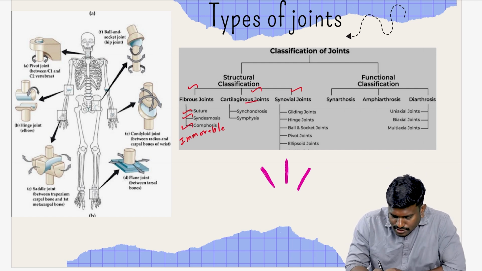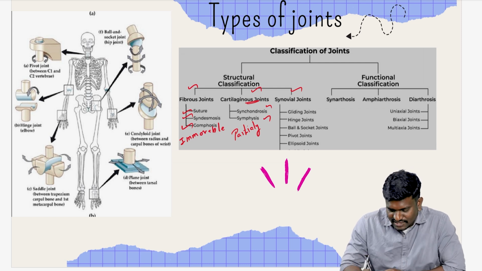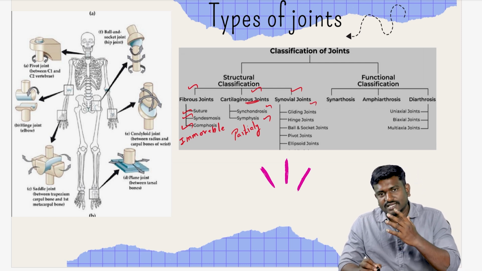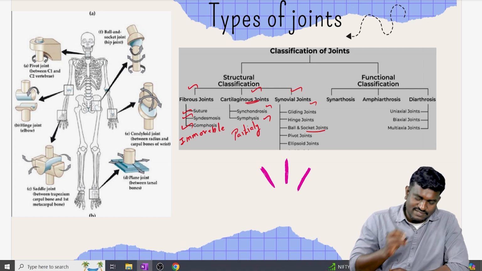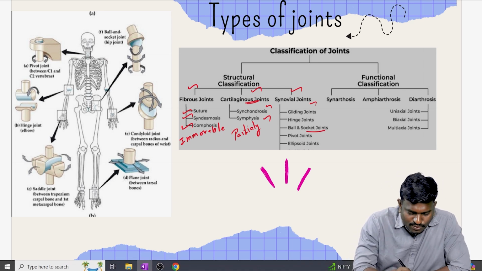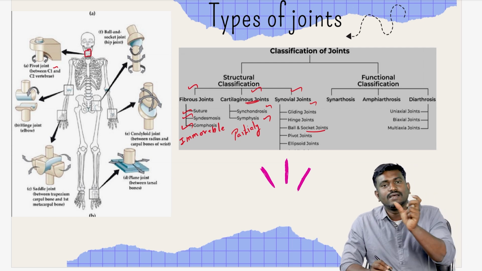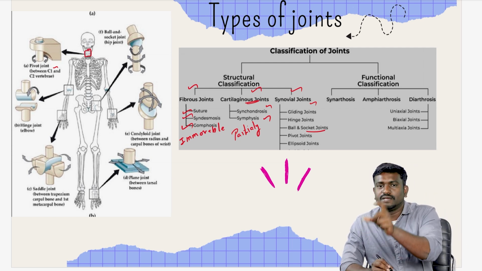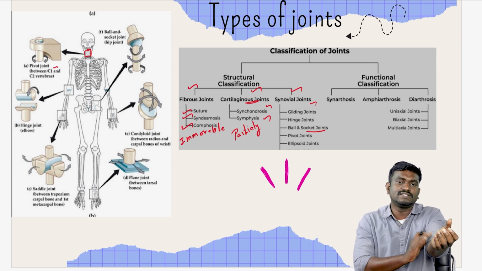The cartilaginous joints are going to be partially movable. They are synchondrosis and symphysis. Next, we have the synovial joints, which are the gliding, hinge, and then we have the ball and socket joints. Let's revise with the image. The first one is going to be what? Between the C1 and C2, it is called as what? Pivot joint. P, primary, C1 and C2. Good. Between the elbow, what is it called as?